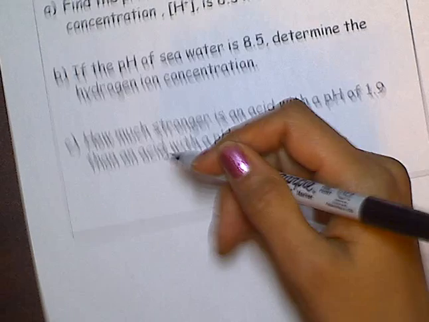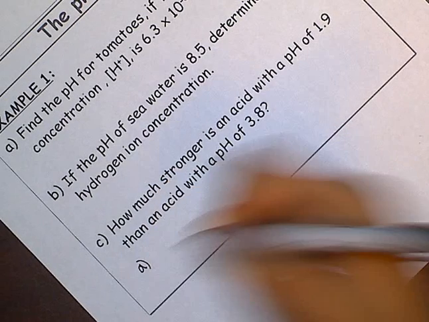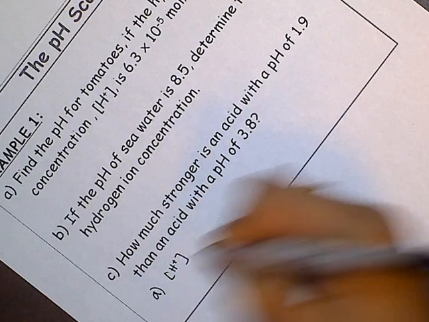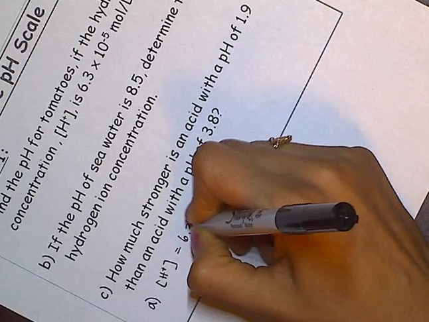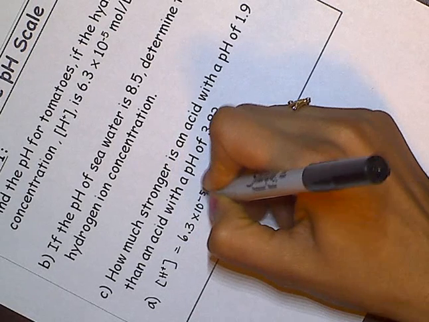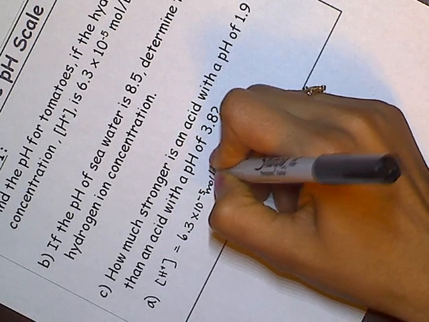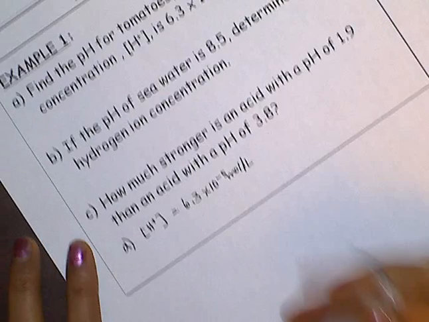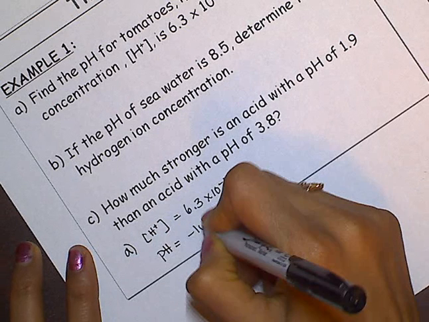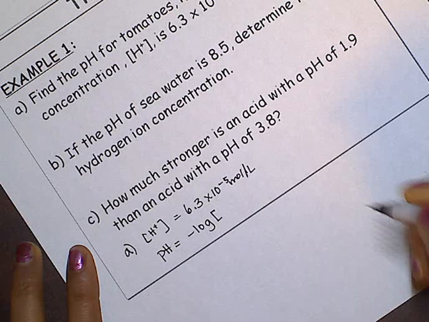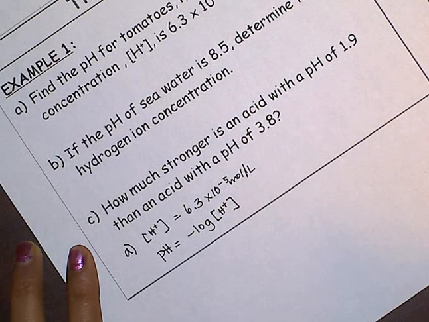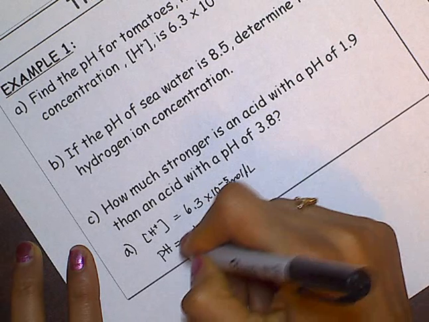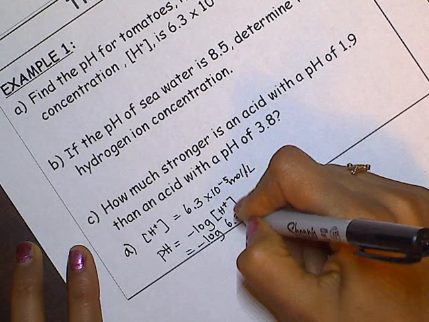So I'm just going to write down what it is that I'm given. Right now I'm given the concentration of my hydronium ion, and that is equal to 6.3 times 10 to the power of negative 5 moles per liter. And I'm asked to figure out the pH. So I'm going to start off by writing down the formula for my pH. pH is equal to negative log of the concentration of my hydronium ions. I'm just going to plug in the value that I'm given. So it's negative log of 6.3 times 10 to the power of negative 5.